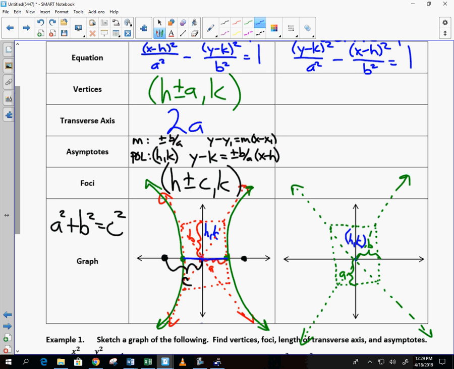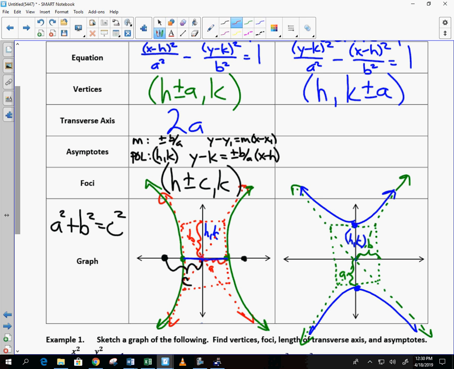And now the vertices, instead of going on the sides, the vertices go on the top and on the bottom. And we draw it out towards the asymptotes. So the location of my vertices. How many coordinates do I move from the center? A units from the center. And it changes the k value. So it's h and it's k plus or minus a. That's the location of your vertices.